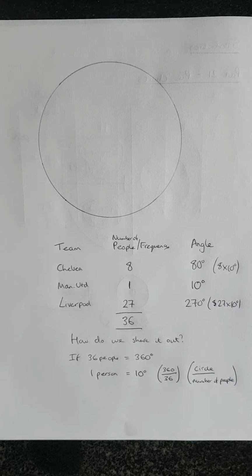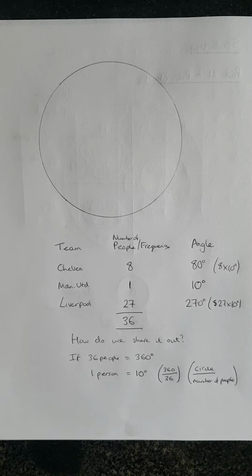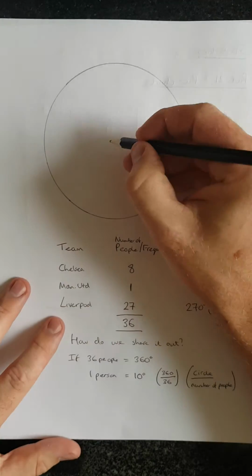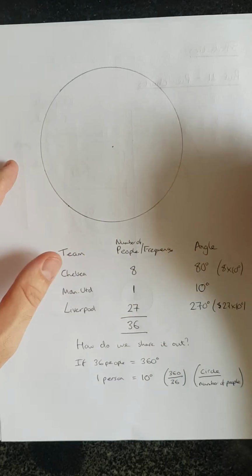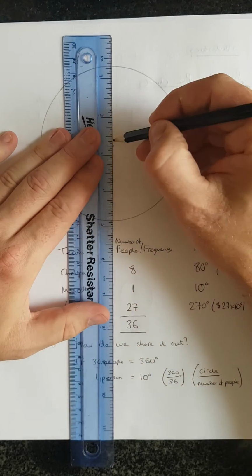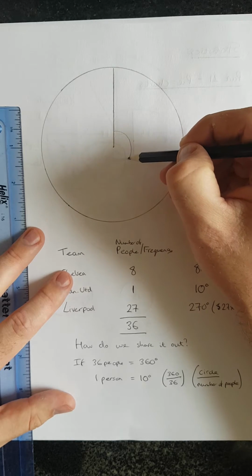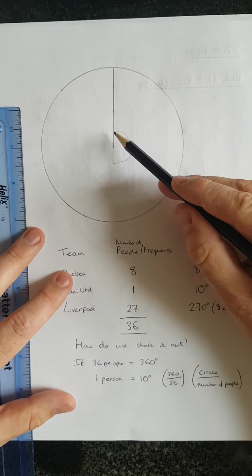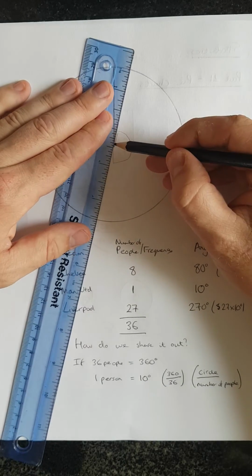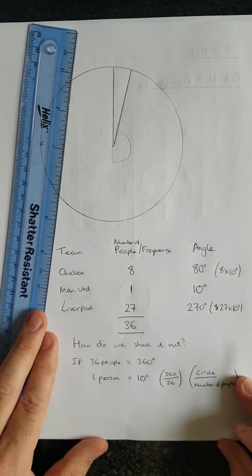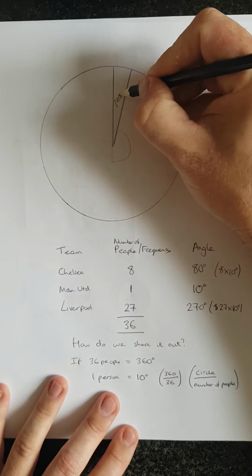So, we've just worked out how we're going to divide the degrees up. Now we just need to draw it. So, what you're now going to do is get your protractor out. And you're going to carefully measure these angles. First off, draw a line. Then you're going to place your protractor around here like this, and you're going to measure round it until you get to 10 degrees. And then you're going to draw the line. And you label that section Man United.